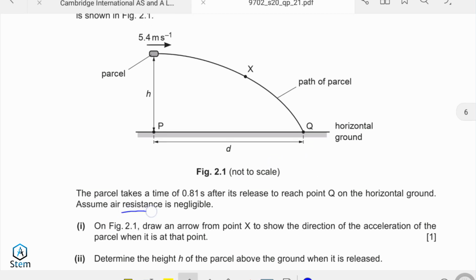Okay, I picked this, which means our 5.4 meters per second will be constant throughout the flight of the object. The weight of the object is not balanced, so this is going to be the resultant force. The weight will be the resultant force, and the direction of the weight is going to be consistent throughout the journey. So when we are at X, the acceleration will point in the direction of the resultant force, which is our mg. So our arrow is an arrow that is pointing vertically downwards.